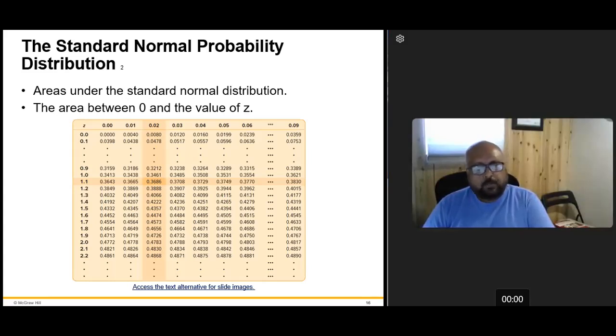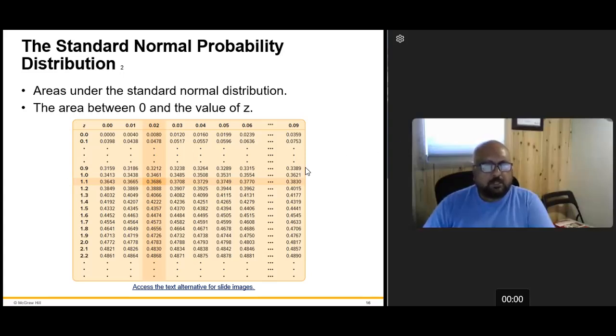So using the Z value, we can find the area. Area means probability under the curve. Area under the curve means probability. So if we know the Z values, we can find the area under the curve or probability for various ranges. And we will look at some examples.